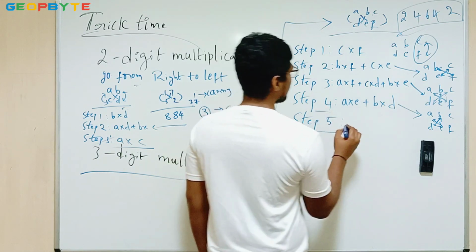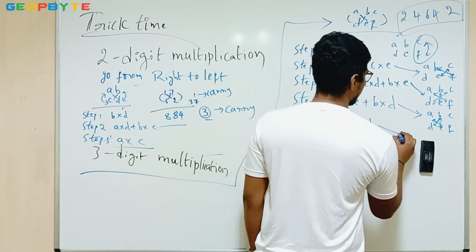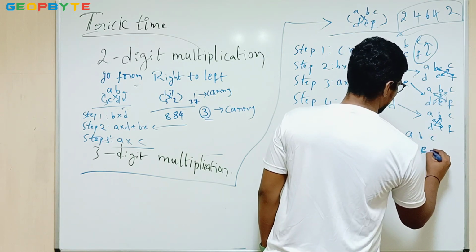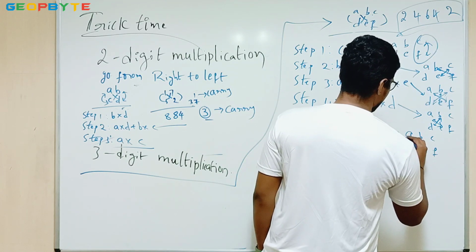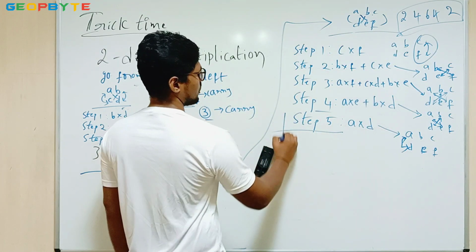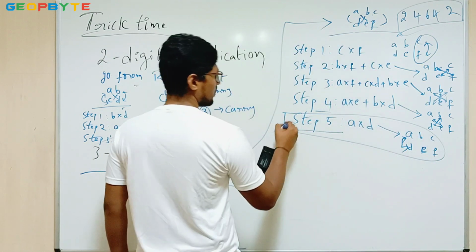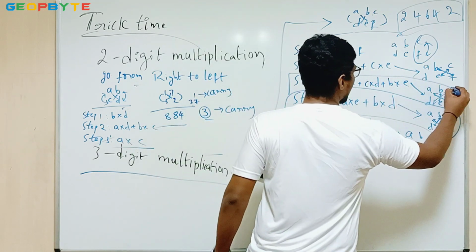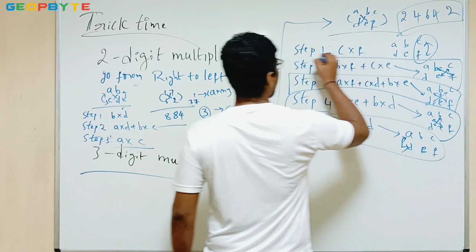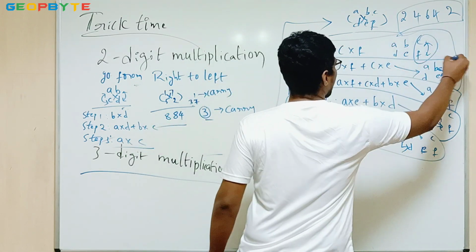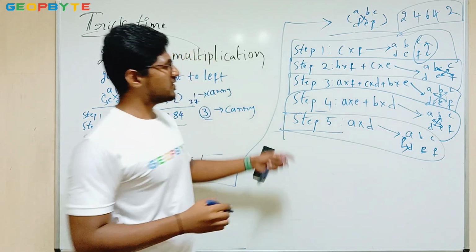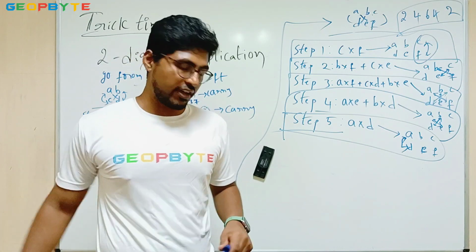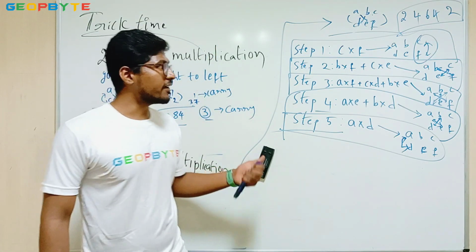And for the fifth step you have to simply multiply A into D. That's it. See, that's it. So these are the steps you have to follow, and by following these steps you can directly get the answer very simply and quickly.